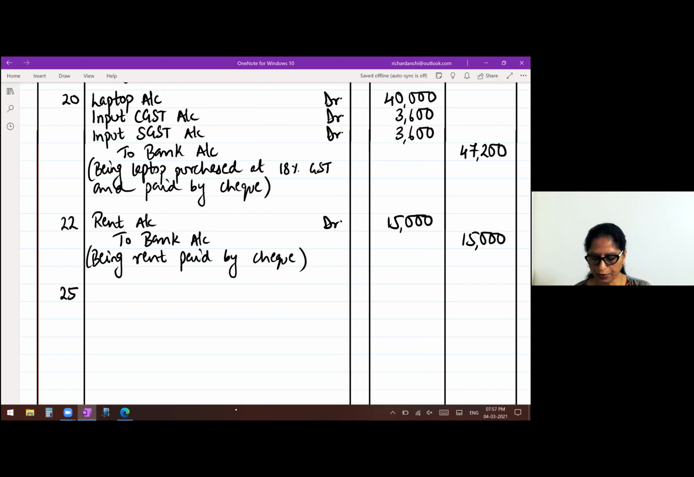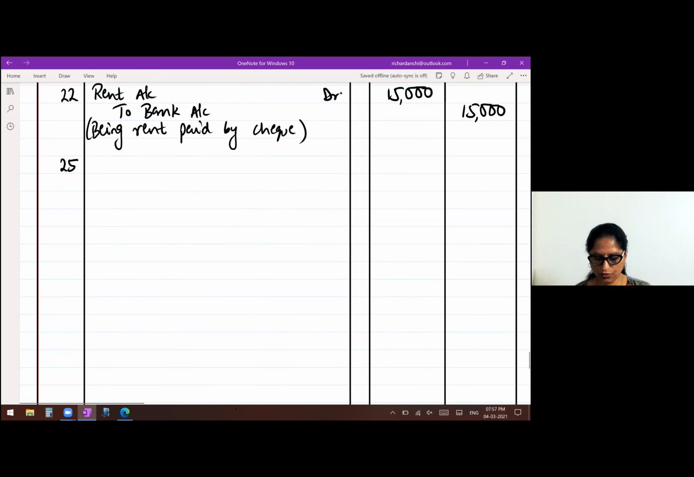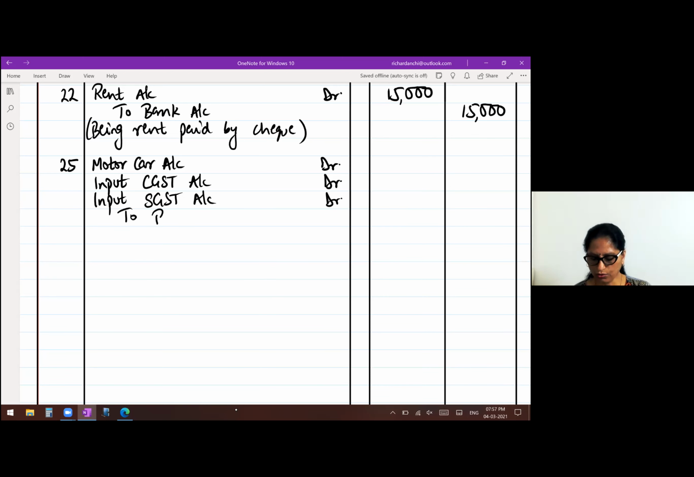Purchase motor car worth rupees 2 lakhs for cash at 18% GST and paid by bank. Okay, so again, same type of the entry which was done on the 20th. Now, motor car is an asset, it is coming into business. So, entry is motor car account debit, then input CGST account debit, input SGST account debit, and they're paying by bank. So, to bank account.